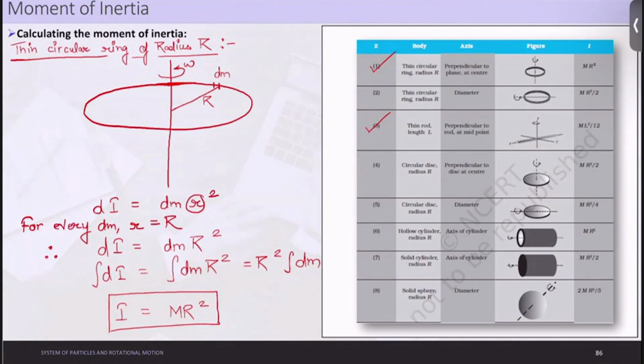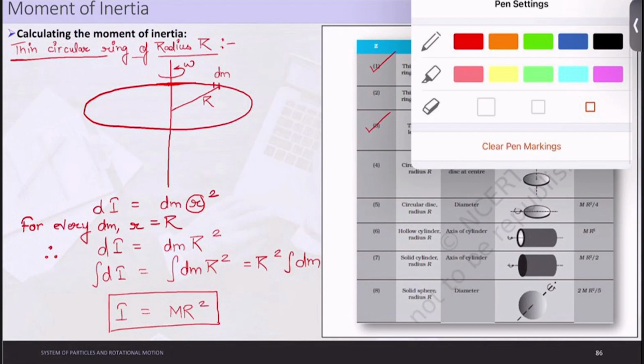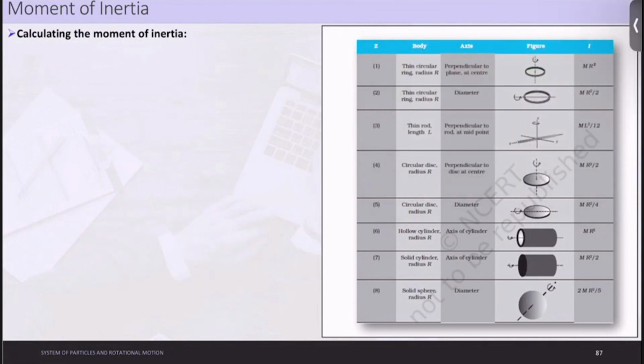So basically, what is the difference between your disk and your ring? In a ring, the complete mass is situated on the outside only, but in a disk, the complete mass is spread over the complete area. So basically, an area is being formed. Correct. So that is the difference. Now let us see how we will basically derive this. Let me first write. So it's a circular disk.